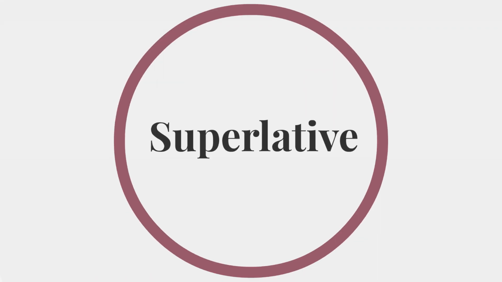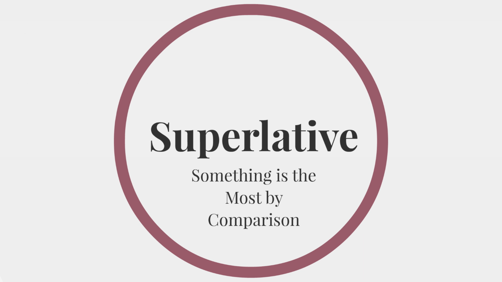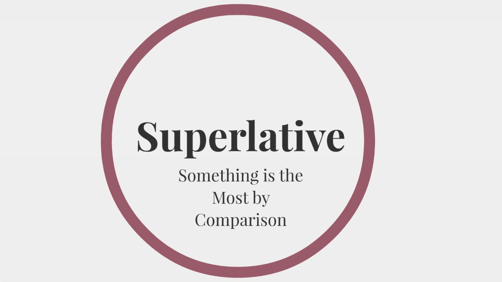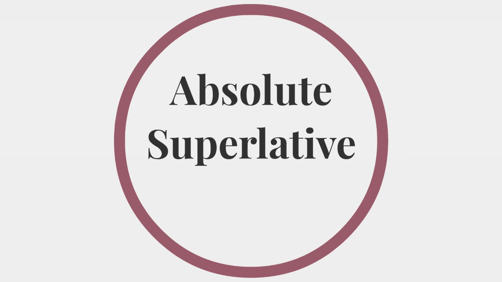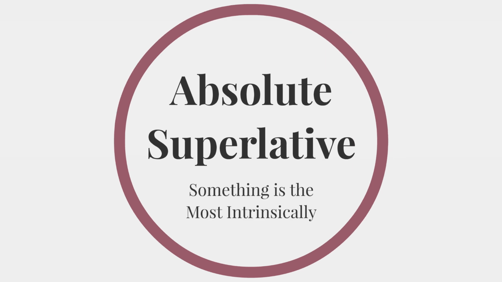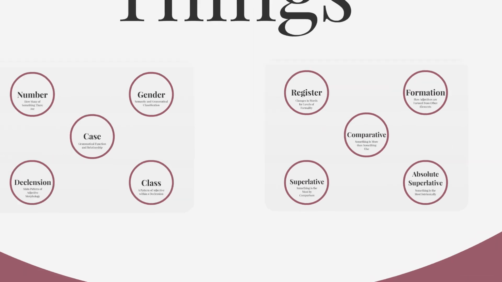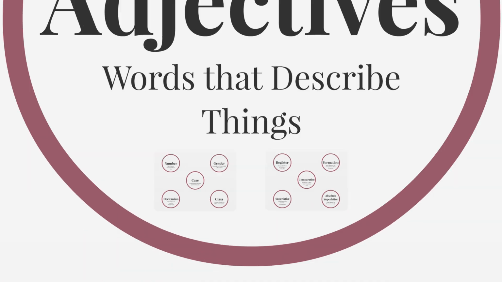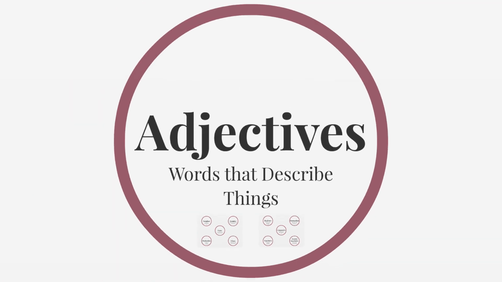Next, we need to consider the superlative, marking of adjectives for the most of a quality, such as biggest, fastest, strongest. In some languages, there is also what is called the absolute superlative, which expresses the most of a quality intrinsically, rather than in comparison to something else. In English, words like excellent, unique, and perfect could be considered absolute superlatives. All of these elements must be mastered in order to use the adjectival system of a language fully.